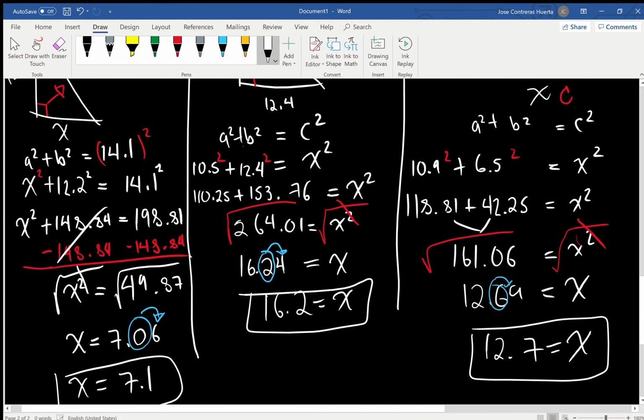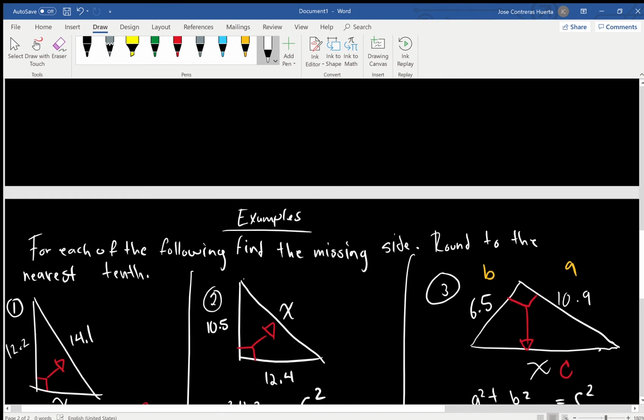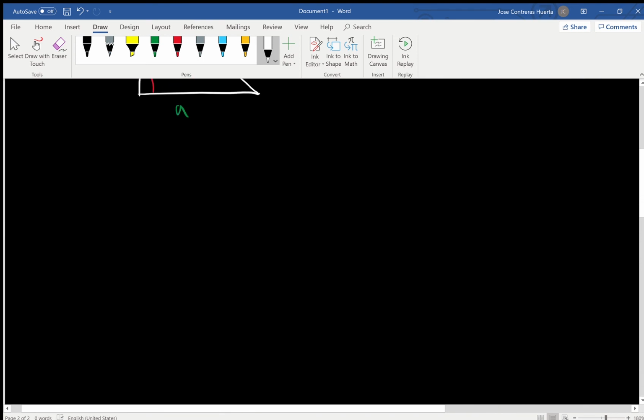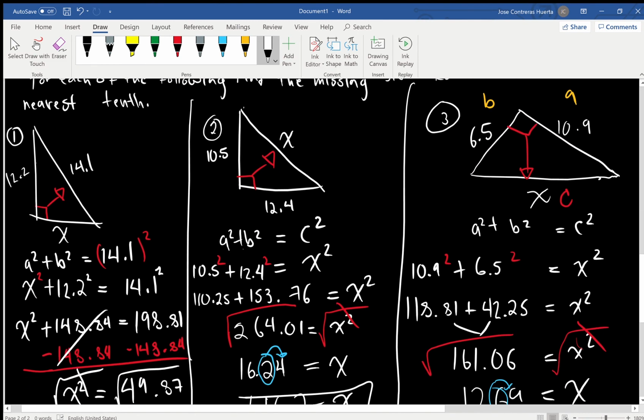And that's it for today, guys. Hopefully this made sense. Go ahead and replay the video as many times as you need. But just remember that there are two cases. The first case is illustrated in example number 1, when x is one of the shorter sides. And the second case, when x is the hypotenuse, is shown in problems number 2 and 3. So for your work, it's actually going to be mixed. So make sure you're paying attention to which case you are working with.